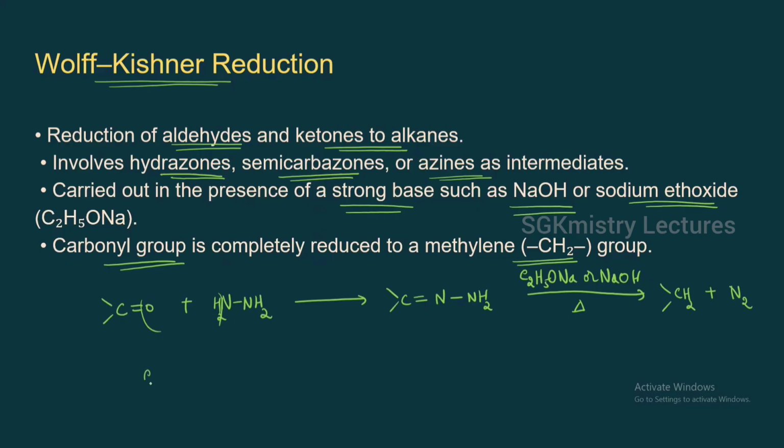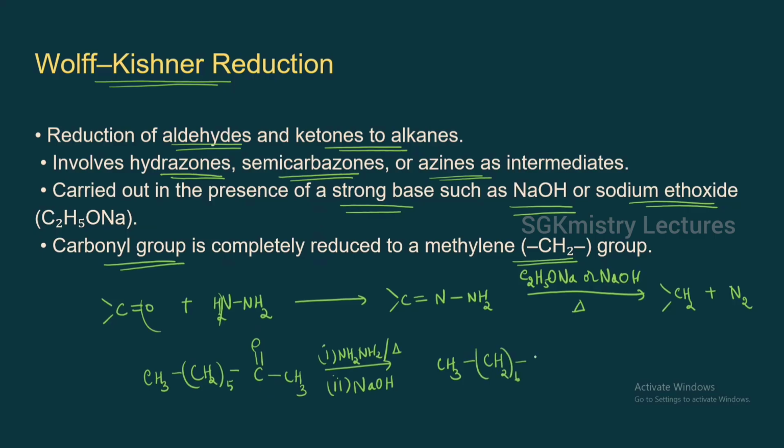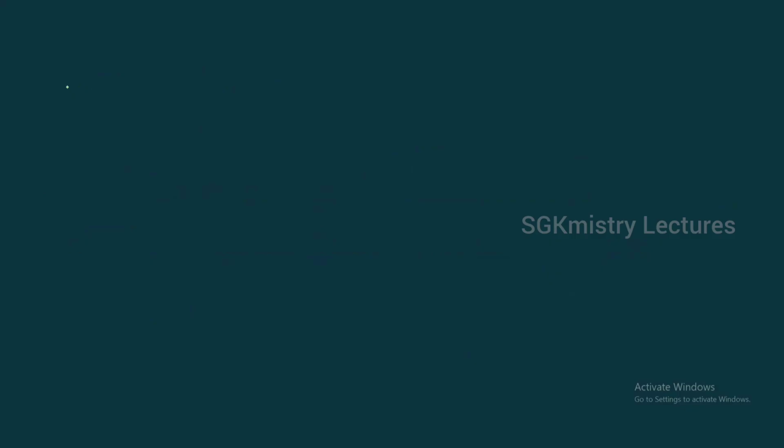So let us take the specific example. So CH3, CH2 5 times, C double bond O, CH3. When we are going to take the ketone, now NH2, NH2, heat, and then the second step, treating it with the base. So here, this C double bond O is converted into CH2 group. So we have CH2 6 times CH3, right? So let us look into the mechanism of this reaction.